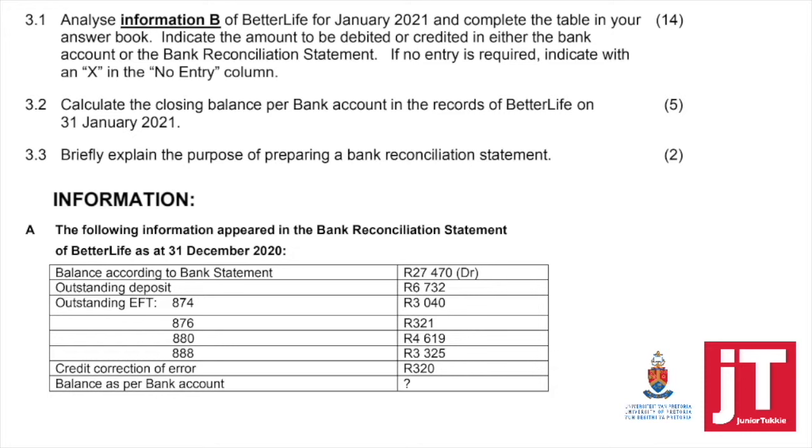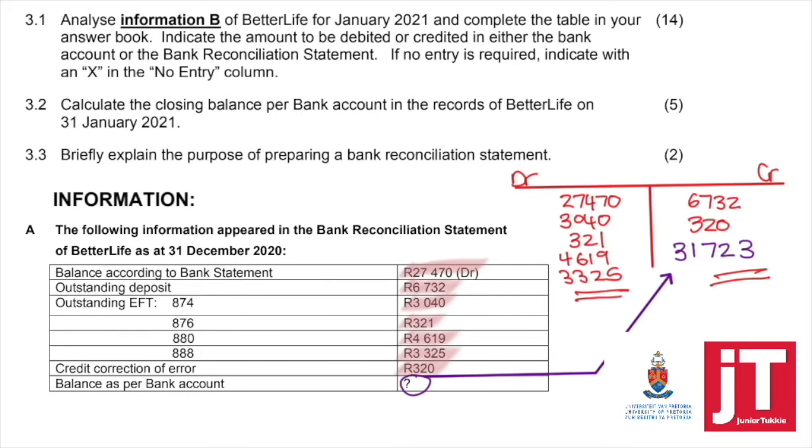Now looking at the information A, we need to calculate the balance as per bank account. We can do this on a T account. We are going to take everything that appears on the credit side on the bank statement to the credit side of the T account. Everything that appears on the debit side, we're going to put on the debit side.